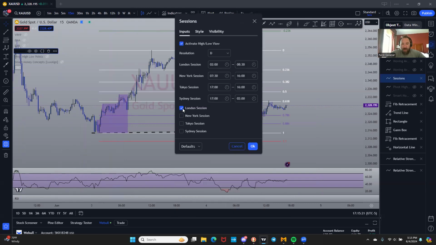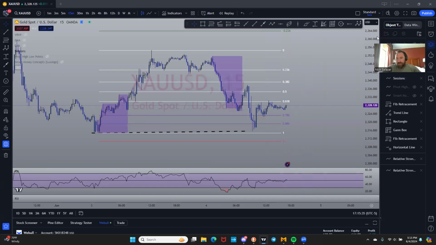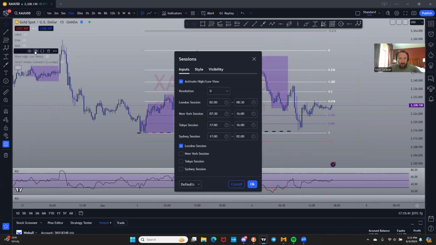settings, and I want to highlight London, only London, and I have it set for 2 a.m. This is Eastern time, 2 a.m. to 8:30, because at 8:30 Eastern time, news drops. Okay, news drops. So that's it. 8:30, and let's go back to this real quick.